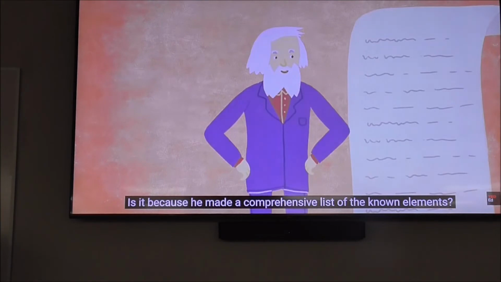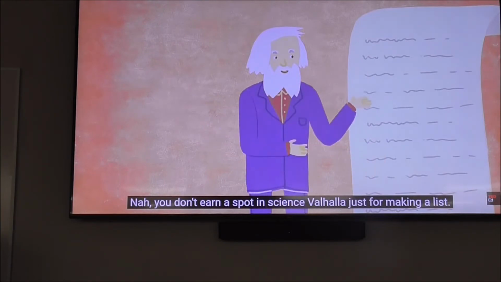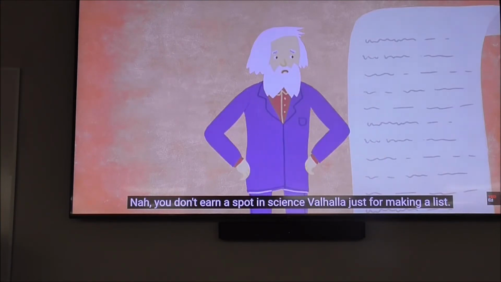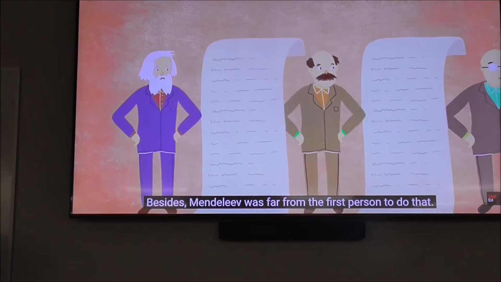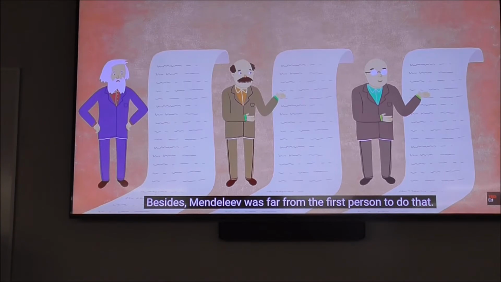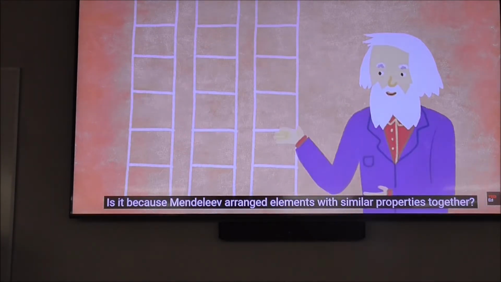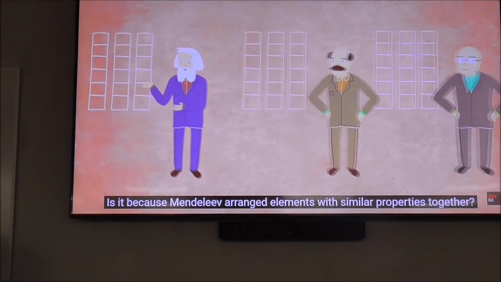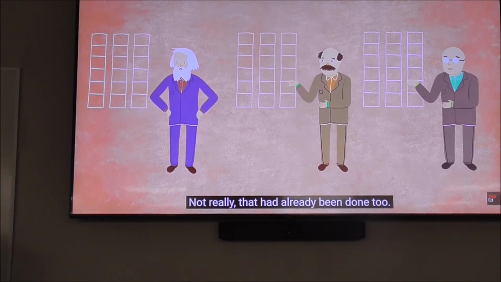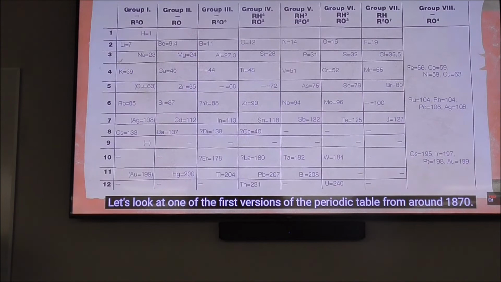Is it because he made a comprehensive list of the known elements? Nah, you don't earn a spot in Science Valhalla just for making a list. Besides, Mendeleev was far from the first person to do that. Is it because Mendeleev arranged elements with similar properties together? Not really, that had already been done too. So what was Mendeleev's genius? Let's look at one of the first versions of the periodic table from around 1870.